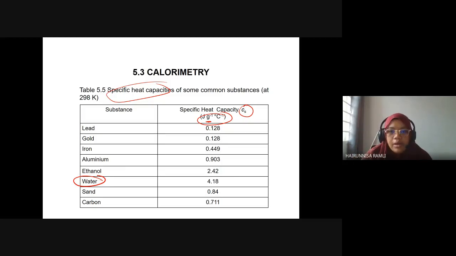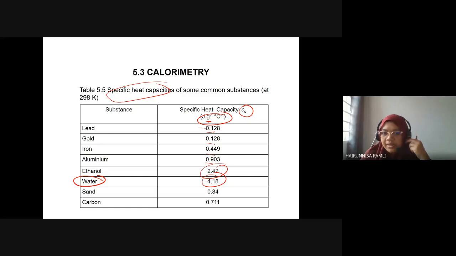But chemistry, we commonly use gram, okay? So the value is 4.18. So jangan tertukarlah eh. Okay? So kalau you tengok kat sini, value of water sangat tinggi as compared to others. Kalau you tengok yang lain, 0 point something. In fact, ethanol pun walaupun dia tinggi, dia still below than water kan.